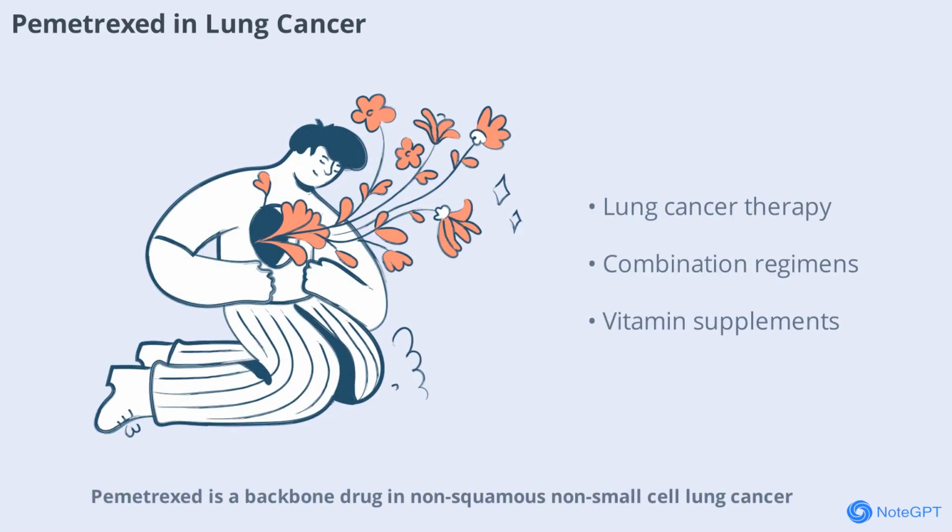Pemetrexed is a backbone drug in non-squamous non-small cell lung cancer. It's often combined with other agents to improve outcomes. Folic acid and vitamin B12 supplementation are standard to reduce toxicity. Pemetrexed's multi-target approach makes it especially effective in these cancers.